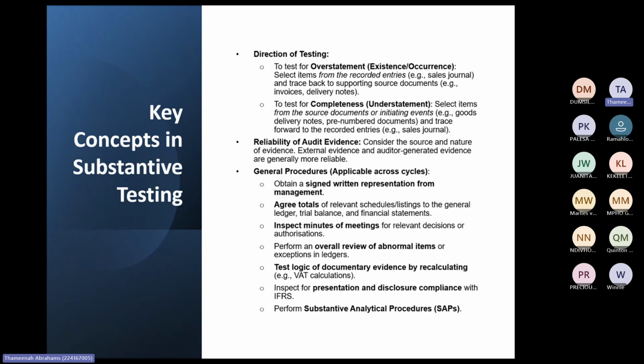So when you now create a general procedure and say obtain a signed written representation from management, you must be specific now and say obtain a written representation from management for the assertion accuracy to determine whether the revenue is accurate in the financial statements. Make sense? So be careful. You make that the general procedure in line with what UNISA wants.